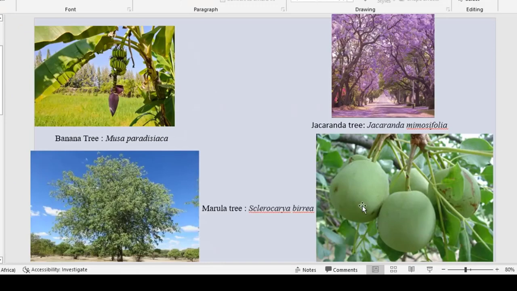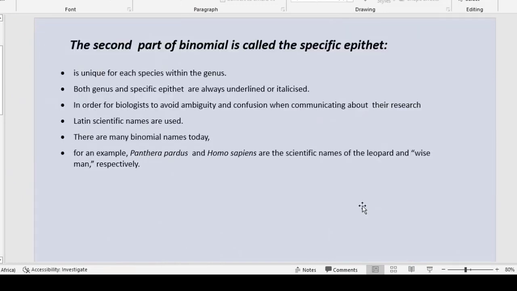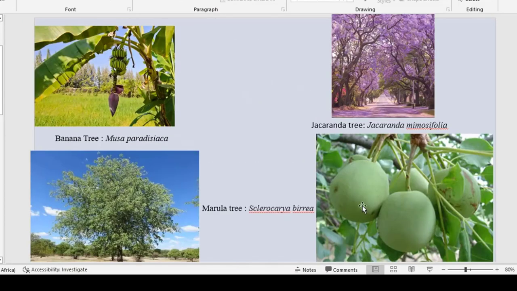So here I just made an example. When I was preparing my notes, I forgot to do something. I wanted to hide these names and first do an exercise with you. So this is a banana tree, and this is a marula tree. This is a jacaranda tree. Jacaranda tree is the common name that is usually used, but its scientific name is Jacaranda mimosifolia.